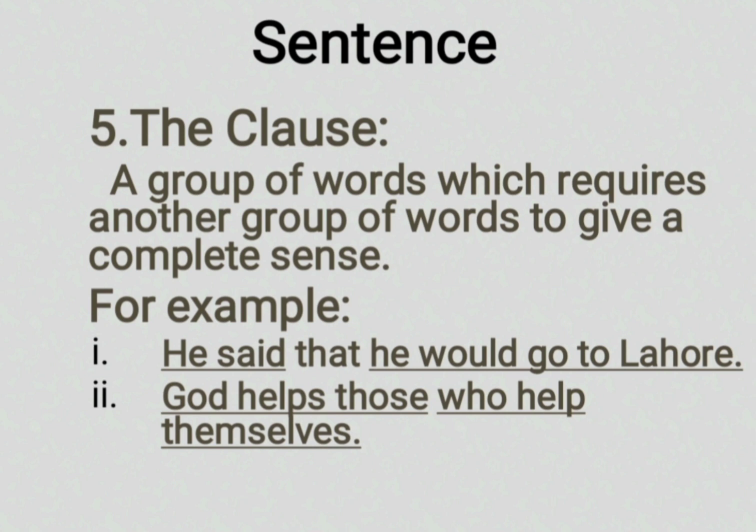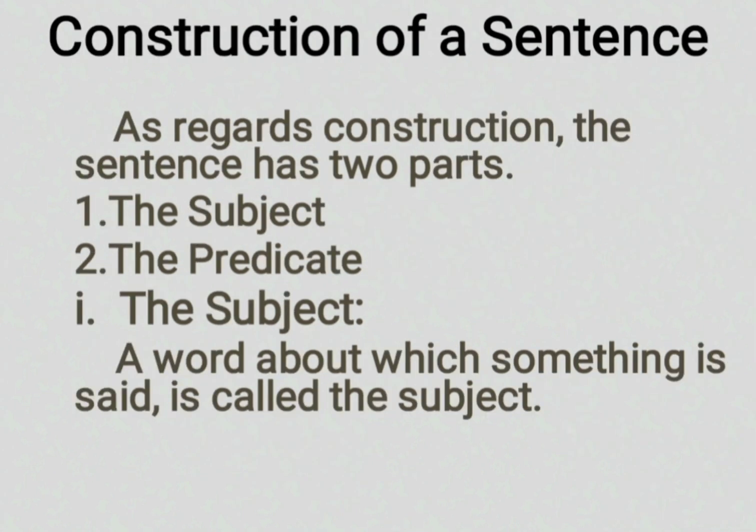The other example of the clause is God helps those who help themselves. Here the first part of the sentence which is underlined is a clause, God helps those, which requires another clause, who help themselves, to complete the sense. So these are the examples of the clause. Firstly, we have observed different parts of the sentence, and now we will see the construction of a sentence.